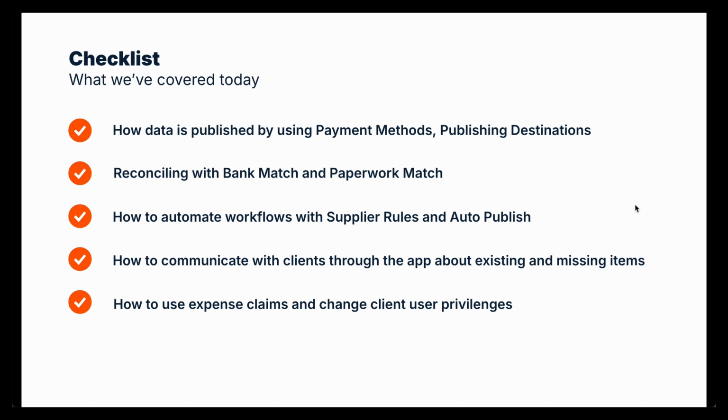So what we covered today, we covered how to manage your data and how it's published using payment methods as well as publishing destinations, how to reconcile using bank match and paperwork match, how to automate your workflow using supplier rules as well as auto-publish. We went over how to communicate with your clients through the app about any existing or missing items using messages as well as the paperwork requests. And then finally, we went over how to use expense claims as well as change any client user privileges.